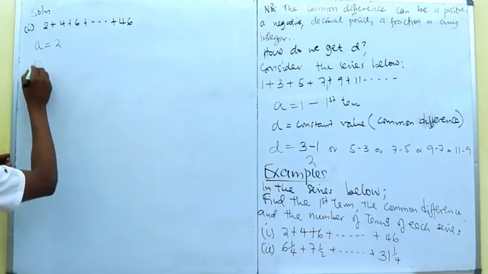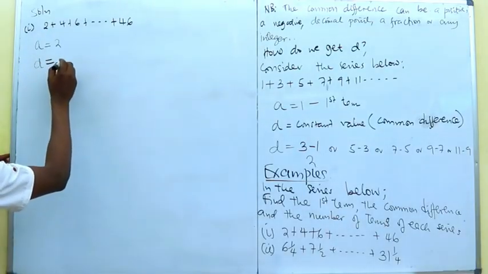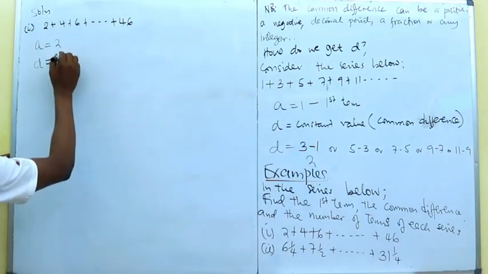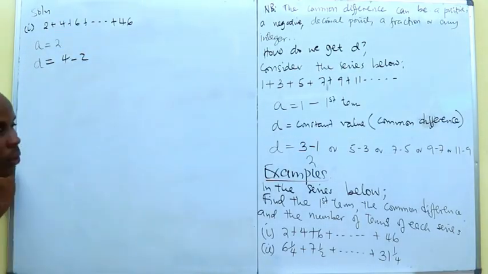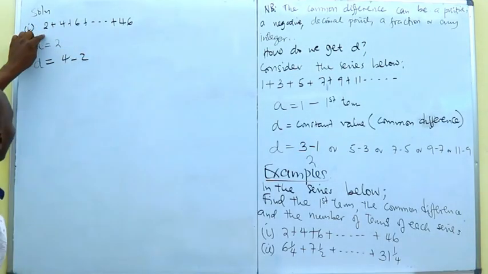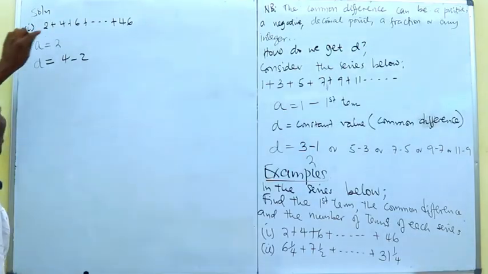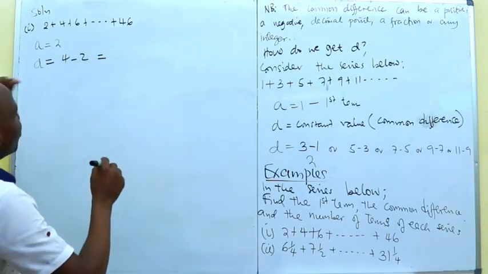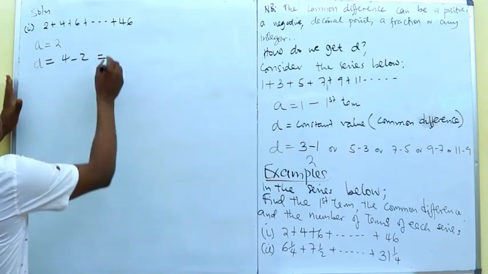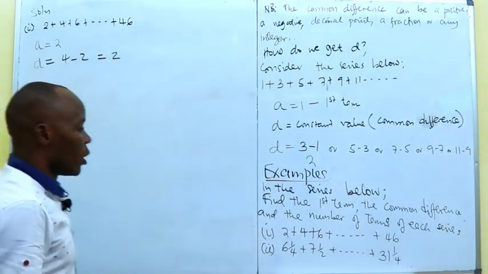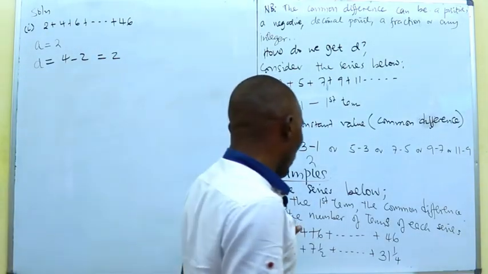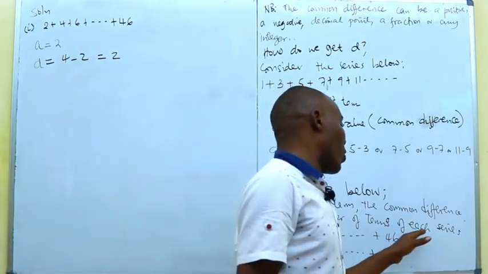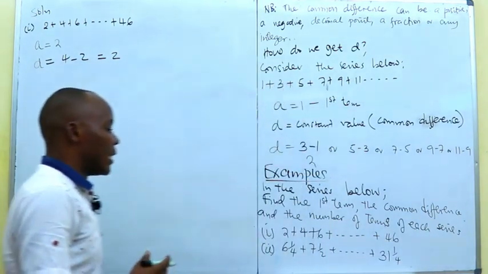The common difference, D, is if we get the subsequent term and take off, I've used 4 minus 2. The subsequent term after 2 is 4. That's why I'm using 4 minus 2. You will get the same result if you use 6 minus 4, and D is 2. Then the same question is asking for the number of terms of the series.